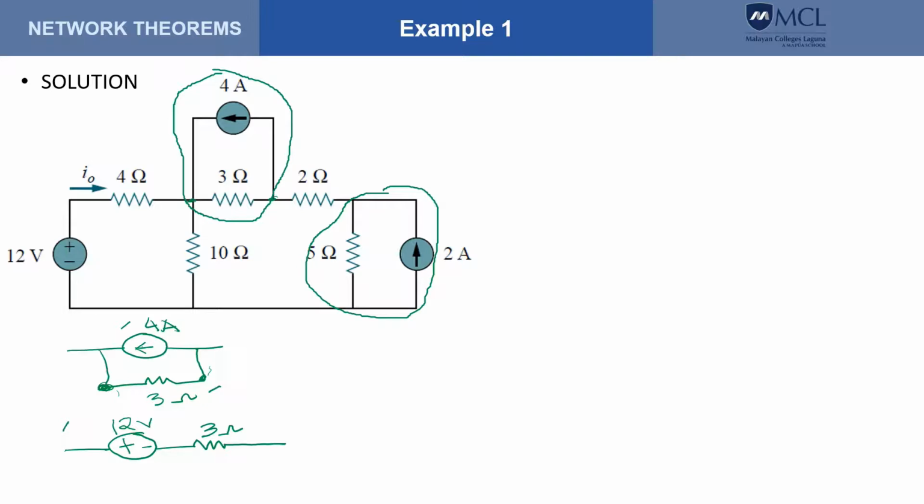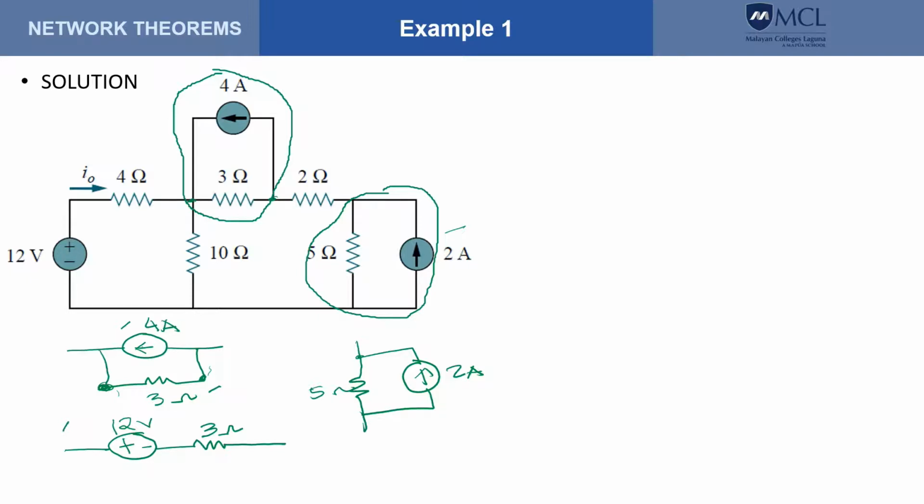For this one, we have a resistance in parallel with the current source. So this is 5 ohms. This is 2 amperes.